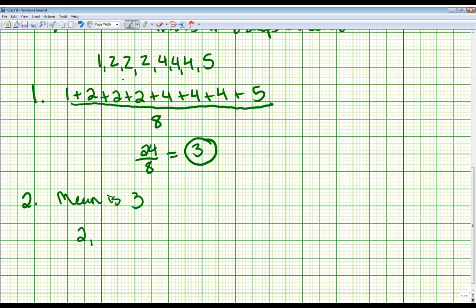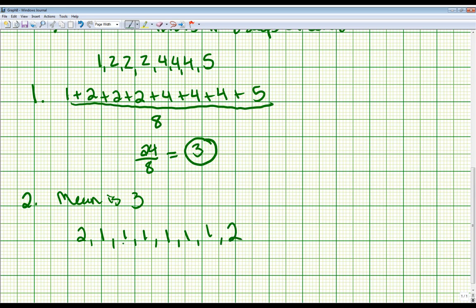What's the distance between 2 and 3? Well, that would be 1. The distance between 2 and 3, again, would be 1. The distance between 4 and 3 is also 1 tick mark on a number line. 4 to 3 is 1 tick mark. And 5 to 3 is 2 on the number line.